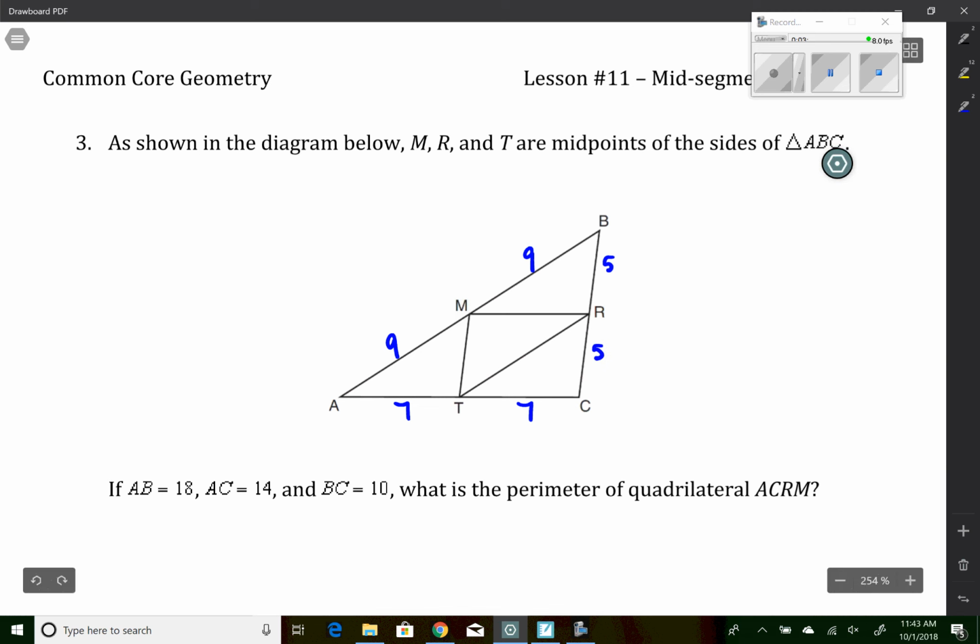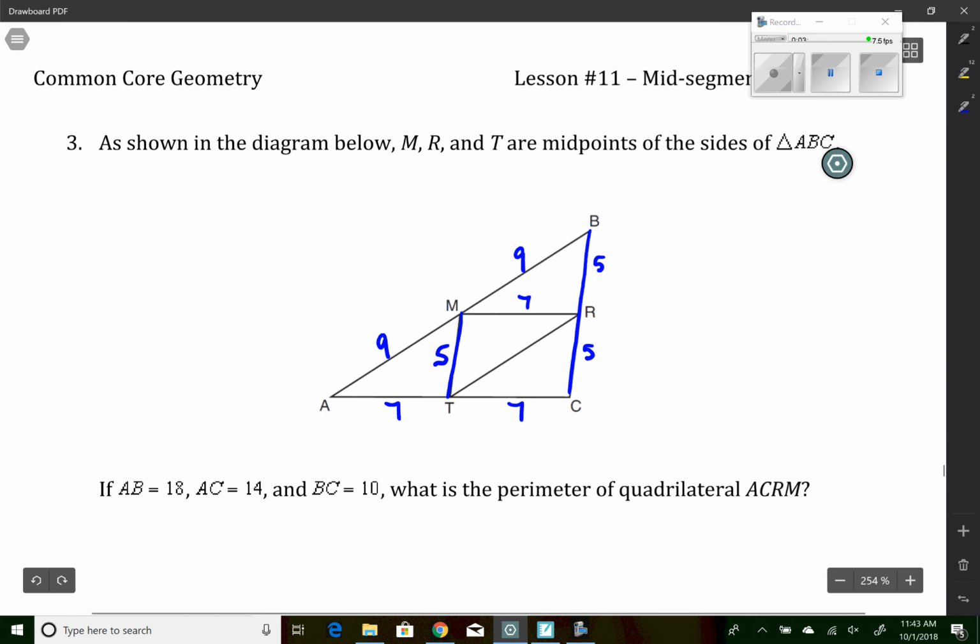Now, if you look, the mid-segments that are parallel to bases are going to be half, so I know that MT is 5. I know that MR is 7, and I know RT is 9.